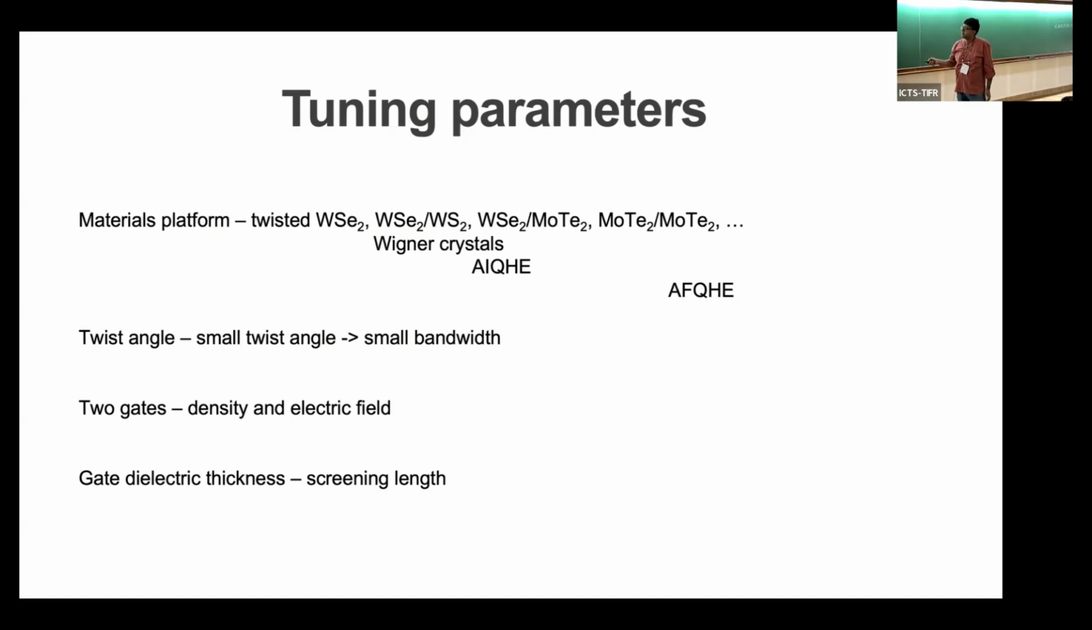Okay? And finally, one thing that we've gotten to recently, sort of by accident, is that you can also control dielectric screening in this system. You have a bilayer system, and the bilayer system is close to a gate. If you bring this gate very, very close to the bilayer system, then effectively you screen the long-range part of the Coulomb interaction. So this is another degree of freedom that you can play with.